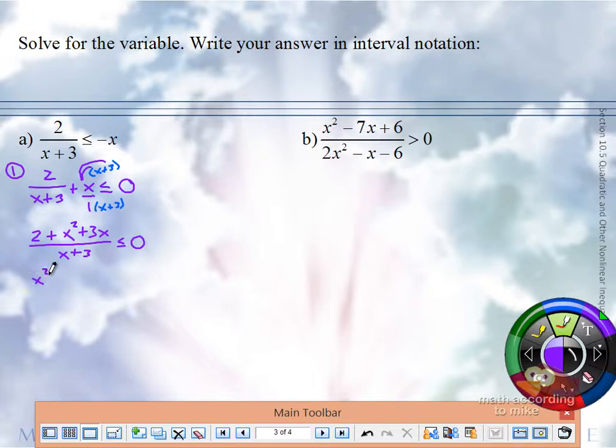Rearranging that, I get x squared plus 3x plus 2 over x plus 3. Step 2. Where is the numerator equal to 0? If I set the numerator equal to 0, how does this factor?